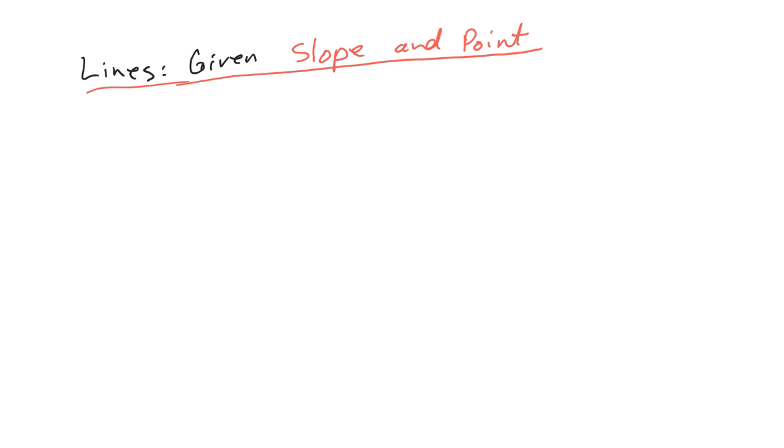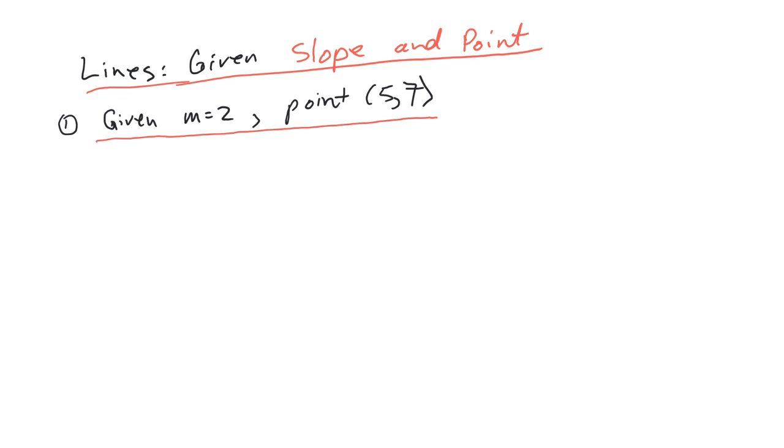So the next problem that we have to attack is this. Now we're going to look at what happens when we have a line with a given slope and a point. There are going to be 3 examples that we do today. First, let's take a look at what would happen if we were given the slope being 2 and the point being (5, 7). So here's what you do. You always start with y is equal to mx plus b.